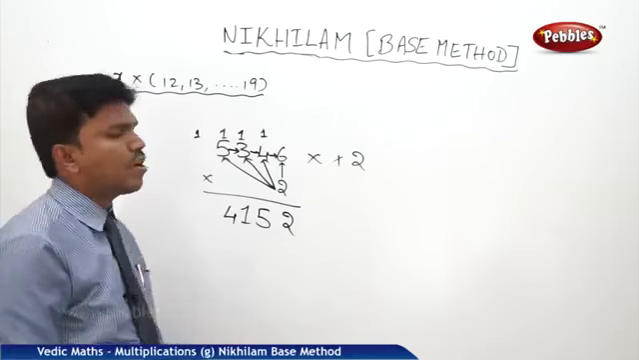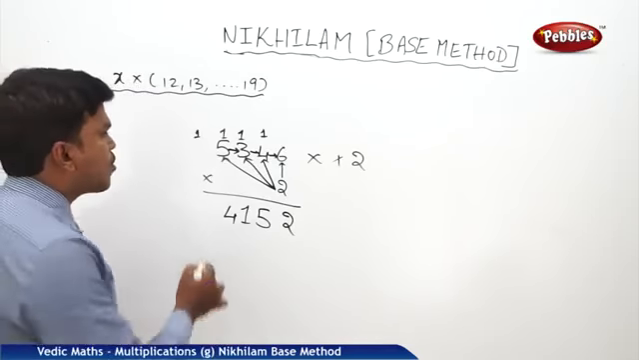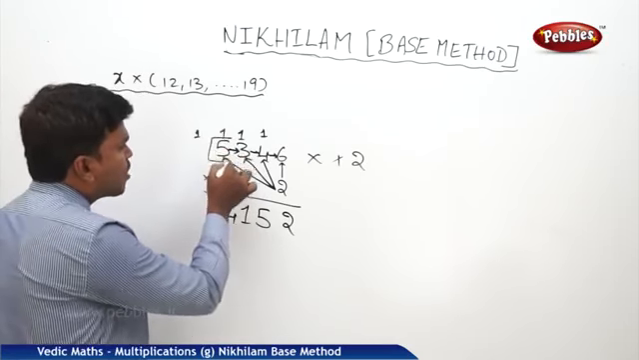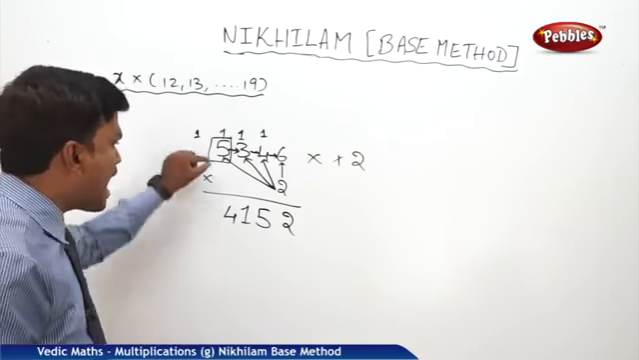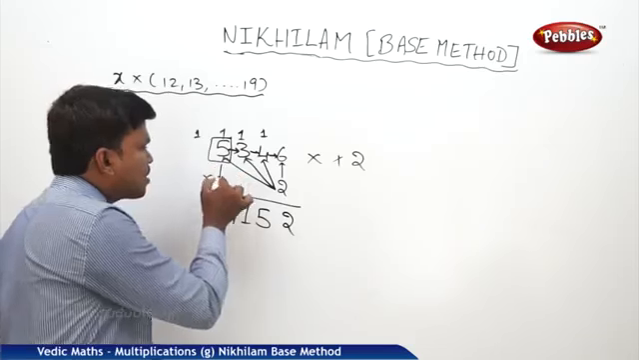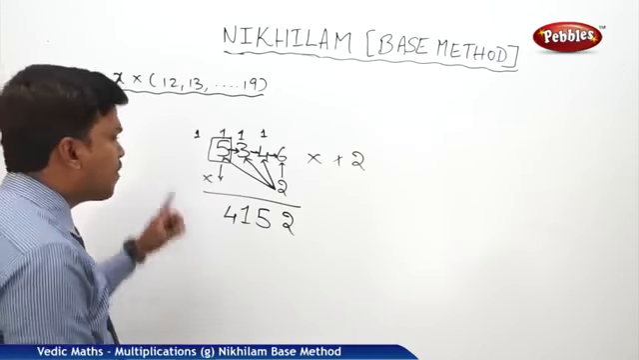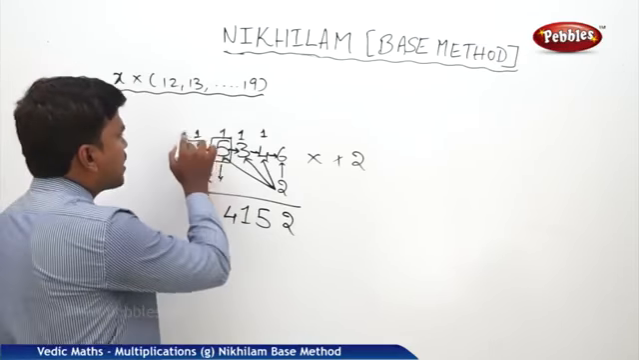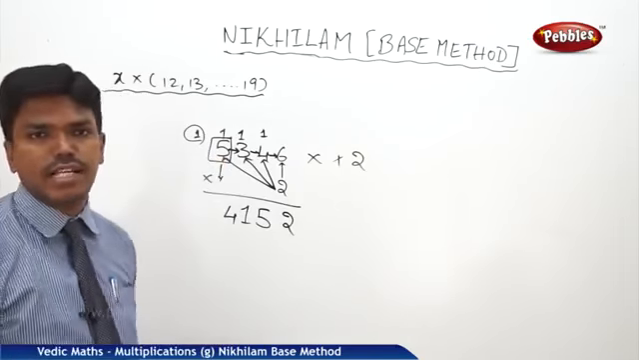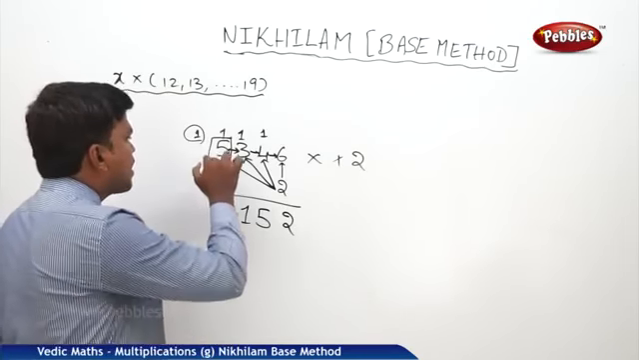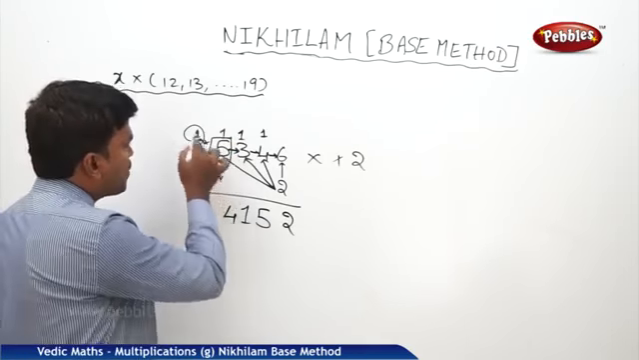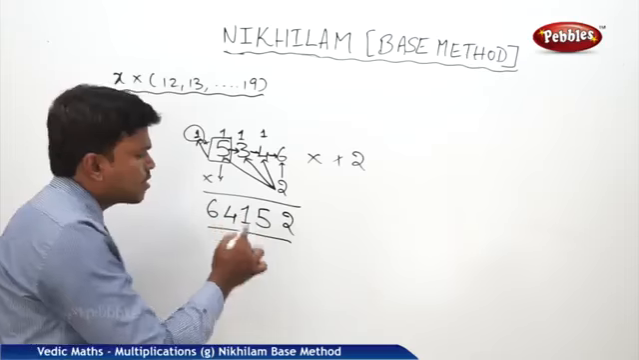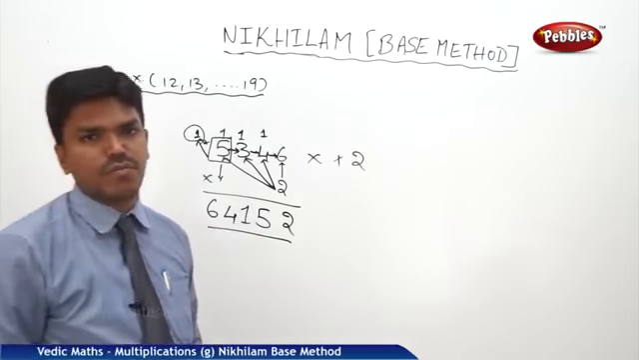Now the last step of our answer is to just drop the leftmost digit of the number as it is. But before dropping, check whether there is any carry or not. Yes, there is a carry. If a carry is there, add the carry and then drop it. So 5 plus 1 is 6. So my answer is 64152.